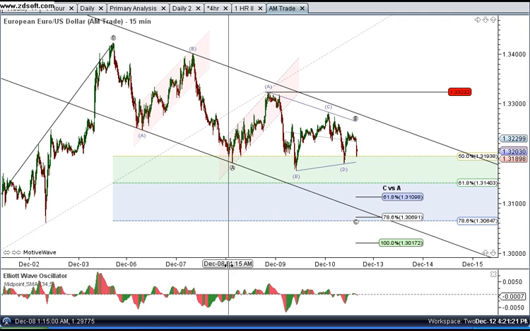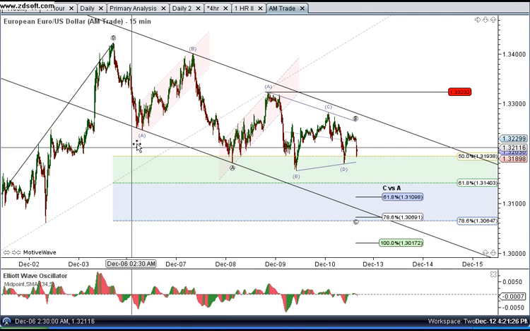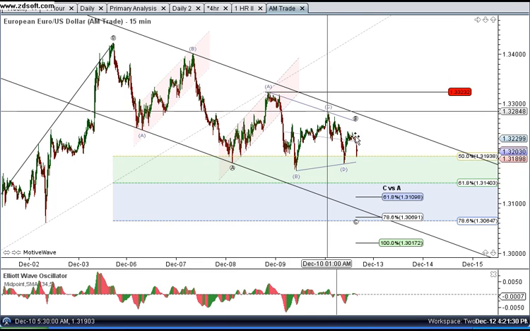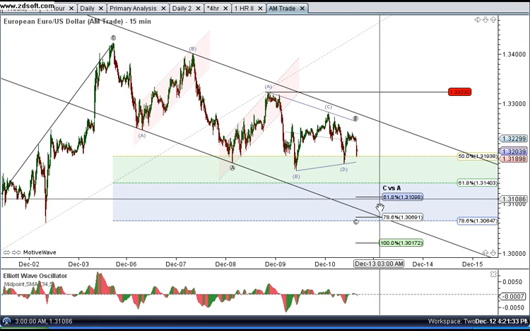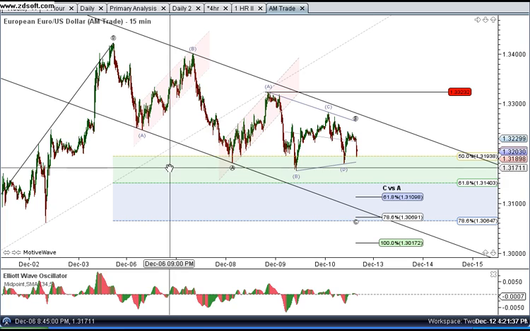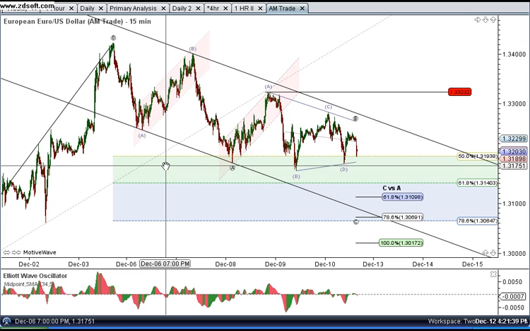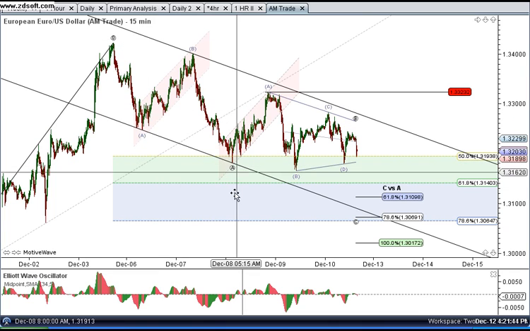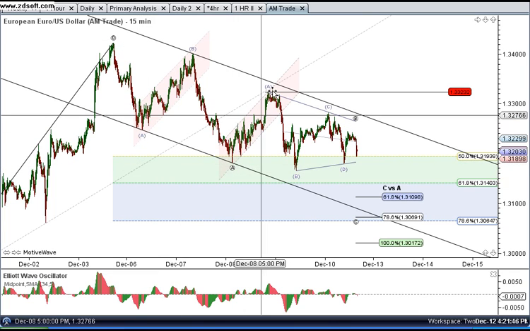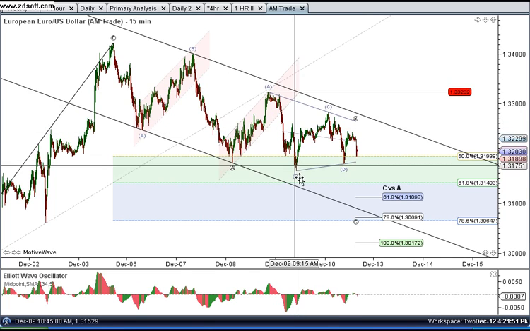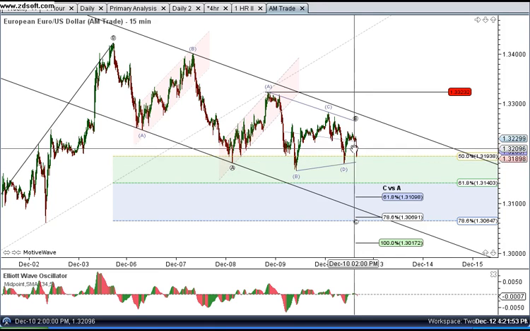Yeah, there are so many ways to count this correction, it's not funny. Right now I'm just going with A, B, C for A. There's an A, B, C, D, E triangle for B, and it's working on C down to the 3017. This could be an ABC for a W, an X, A, B, C, D. Whoops, excuse me. There's another triangle in here somewhere.